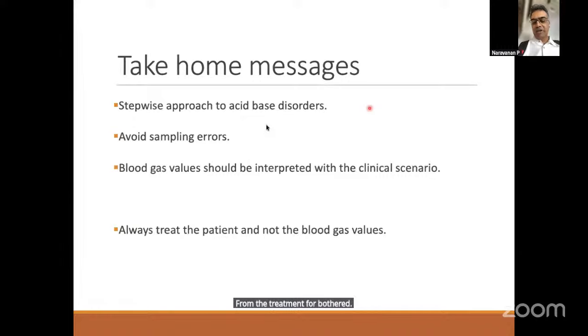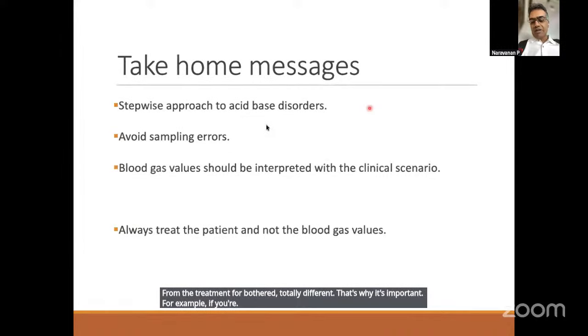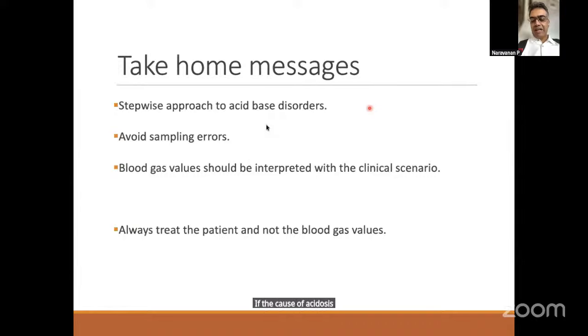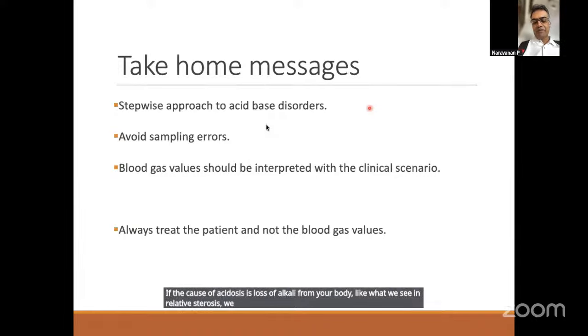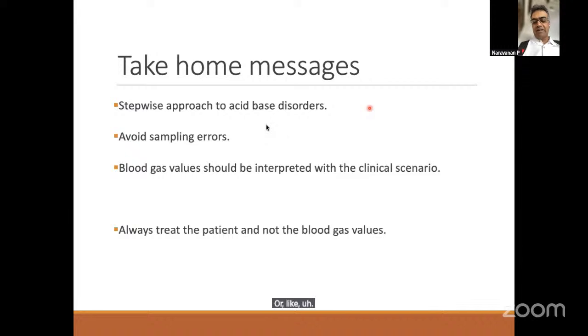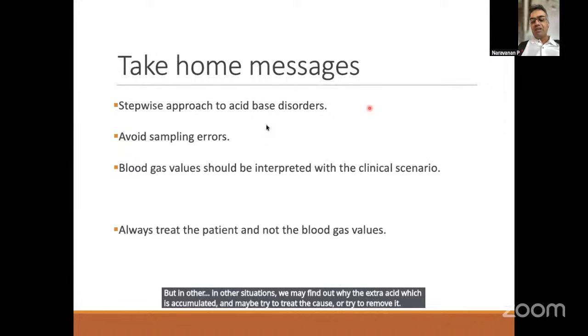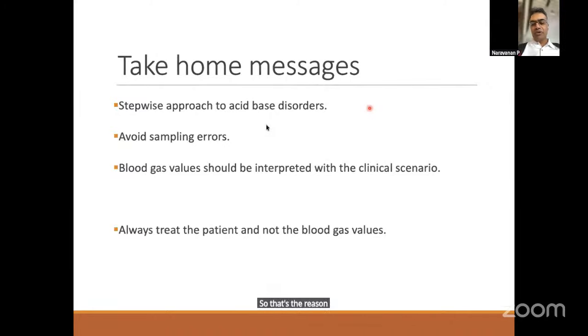That's why it's important. For example, if the cause of acidosis is loss of alkali from your body, like what we see in renal tubular acidosis, we need to supplement bicarb. But in other situations, we may find out what is the extra acid which has accumulated, and we may try to treat the cause or try to remove it. So that's the reason why it's so important to measure the anion gap. Many times you may wonder why you should unnecessarily measure it when you already know it's metabolic acidosis, but the treatment is different. And please look at the clinical scenario.